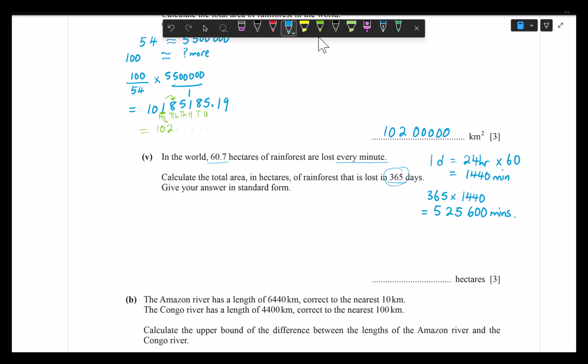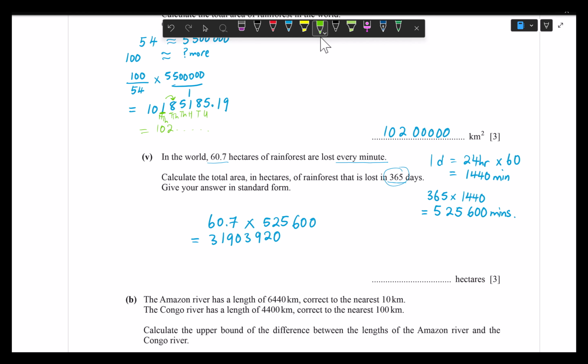60.7 hectares. That means we're going to say 60.7 hectares times 525,600 minutes, and we get our answer as 31,903,920. Now we want to put our answer in standard form.